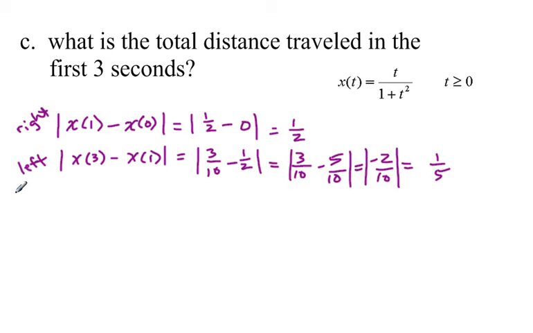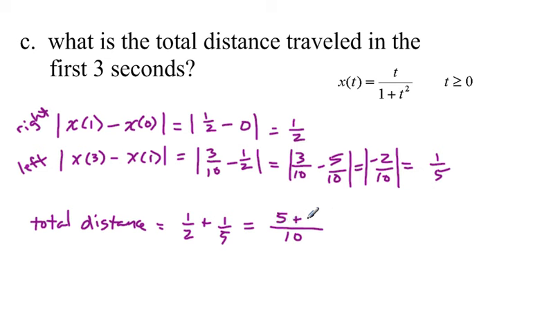So now to get the total distance, we're going to add those up. So our total distance is going to equal 1/2 plus 1/5. Or if we put it in terms of tenths, that's going to be 5 plus 2, or 7/10. So we have now got the total distance traveled by this particle from 0 to 3 seconds.